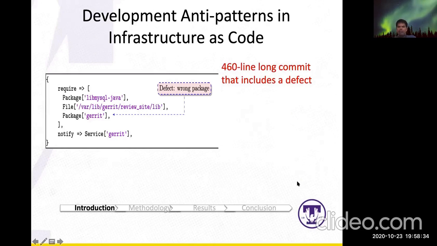When we started the study, we came across this particular defect example where the wrong package name was provided in a commit, and the commit was 460 lines in size. This got us thinking about whether submitting long or large commits is related to defects or not. So we wanted to systematically identify a set of development activities, such as submitting large commits, and see if those activities are correlated with defects or not.